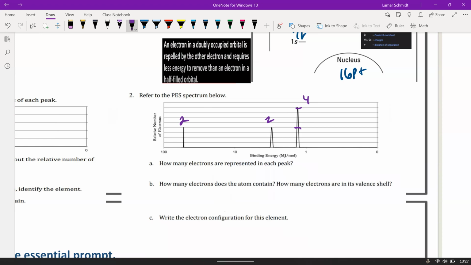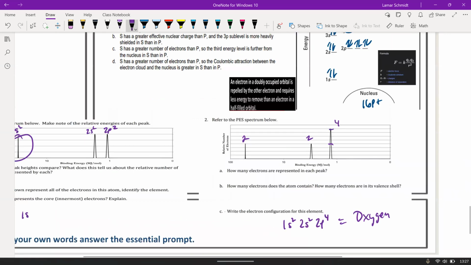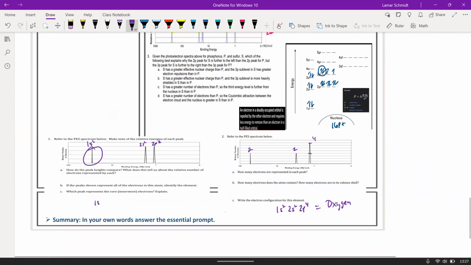Very good. And then how many electrons are in the valence shell? 6. Excellent. And then can you write the electron configuration for this element? 1s2, 2s2, 2p4. And what element is that? Is it nitrogen or oxygen? Oxygen. All right.